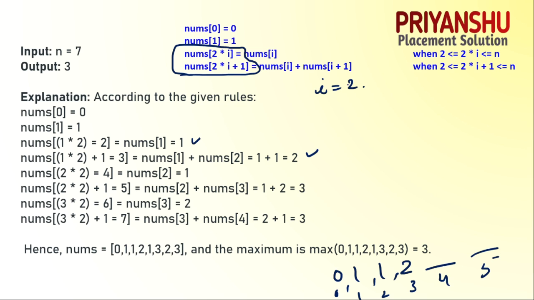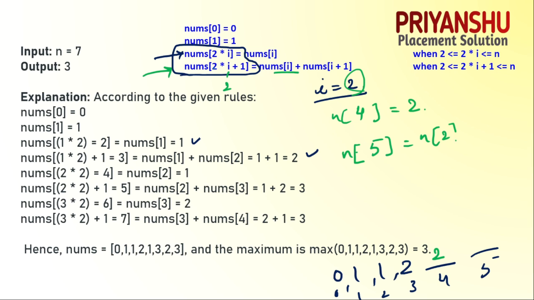So for the fourth index, we are just checking with this condition. nums of 2 multiply I is nothing but 2; I have taken I equal to 2. I will make the code, so don't worry. So 2 multiply I is nothing but 4. So nums of 4 is nothing but nums of I, nums of 2, which is 2. And after it, nums of 2 multiply I plus 1, that is nums of 5, is equal to nums of I plus nums of I plus 1, meaning 3.